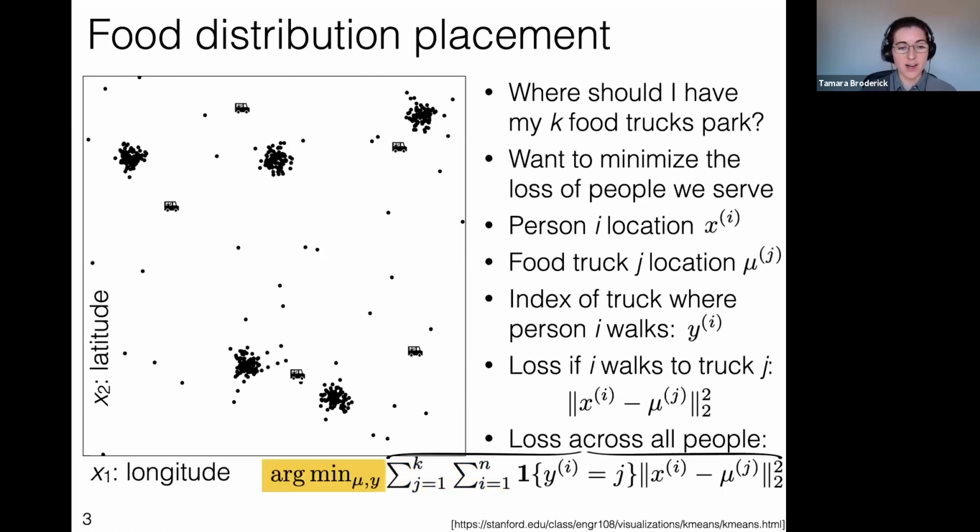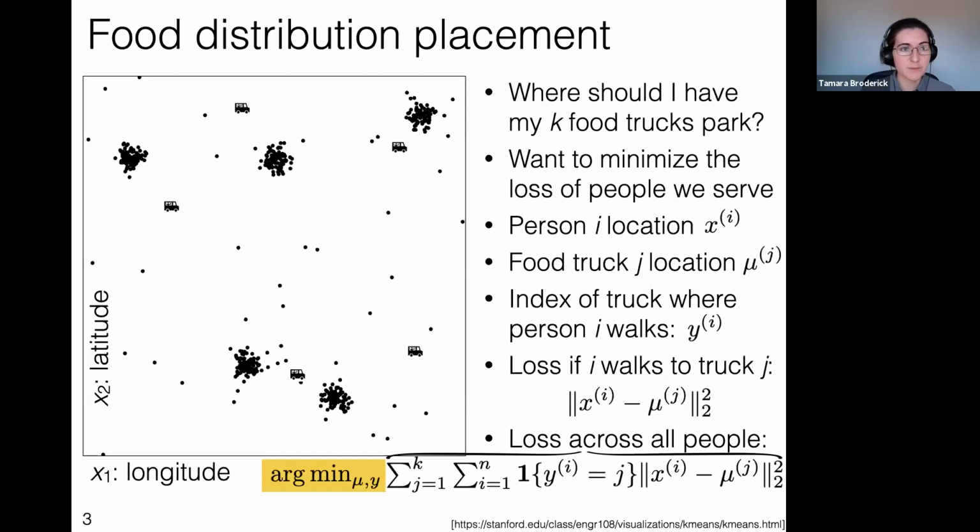Okay, so now that's the loss, and I want to minimize it. Here mu is going to be the collection of all the food truck locations. Y is going to be the collection of all the assignments of individuals to food trucks. And I want to find the mu and the y that are going to minimize this loss, that are going to make it so people don't have to walk very far to get food from these food trucks.